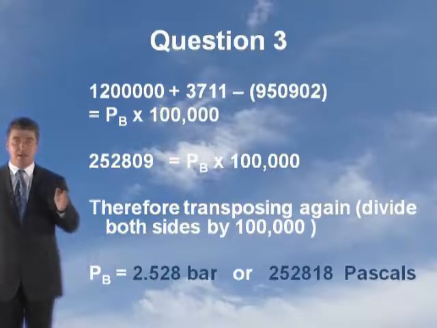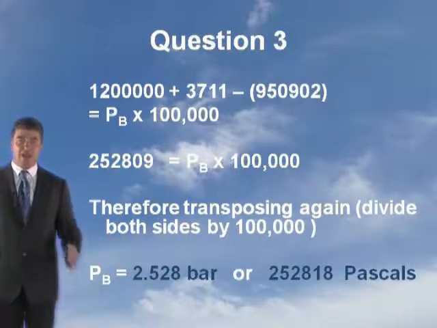What is the pressure at B? It's 2.528 bar, or 252,818 pascals. That is how you solve questions like that. And that completes question 3.